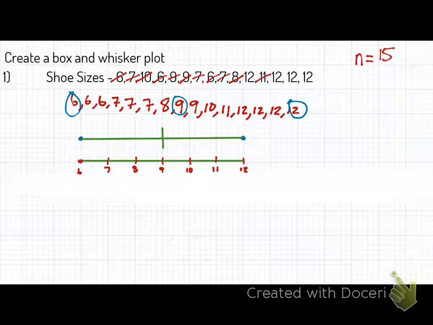So how many total numbers do we have? We have 6. So start with 6. 1, 2, 3, 4, 5, 6, 7, 8. What's 8 divided by 2? 4, good. So we have 2 4s, right? We got 1, 2, 3, 4. This first 7 is the 4th, and we got 1, 2, 3, 4. Oh, look at that. We have 2 numbers in the middle here. 7 and 7. So what would we do? You add them together and divide by 2. Good. But they're the same numbers. 7 plus 7 divided by 2 is still 7, right? So our median here is going to be 7.